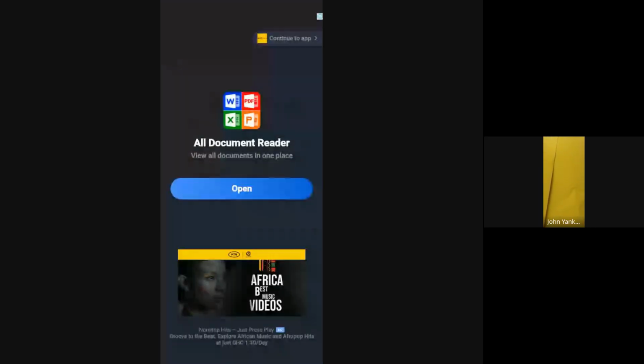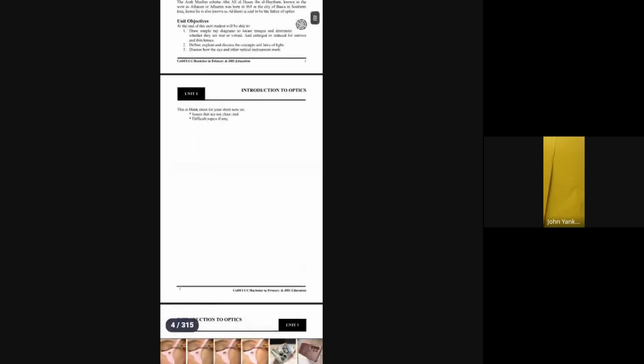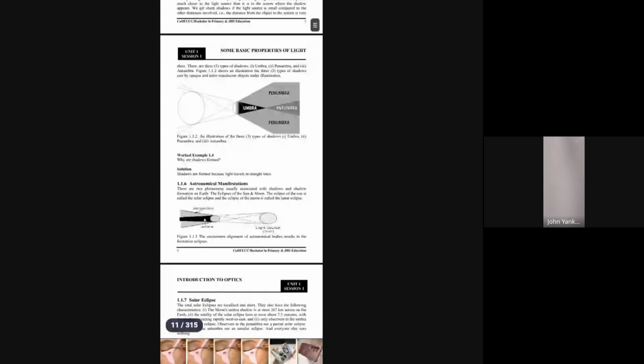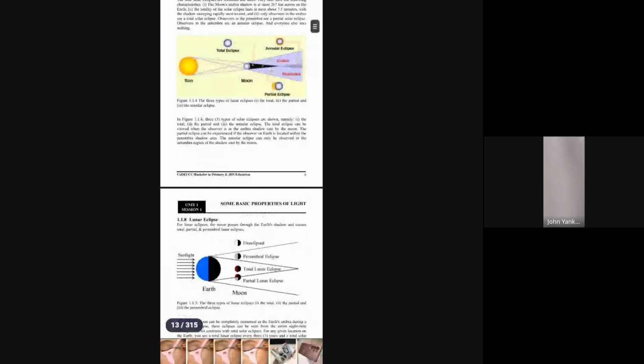Let's look at session 2. We have a long way to go, so we are looking at session 2. Session 2 is about one of the properties of light. We mentioned that light has a number of properties, and among the properties of light is reflection. We are going to look into reflection and study more about it.